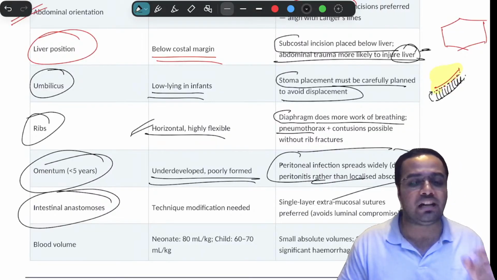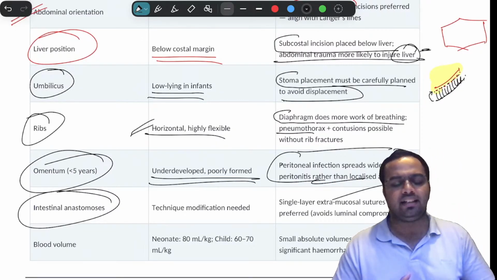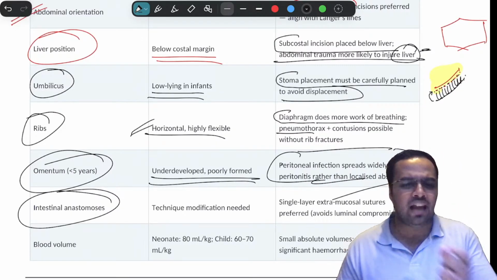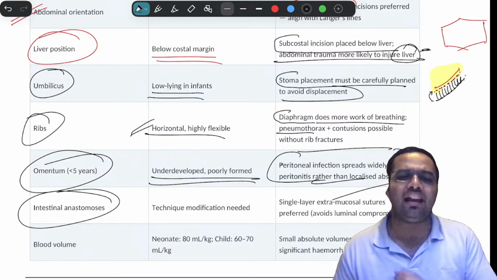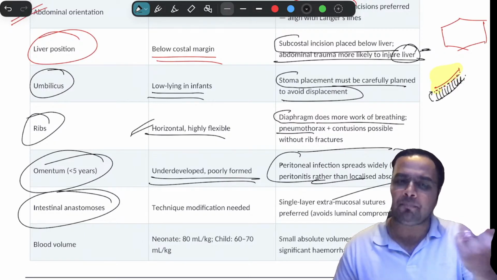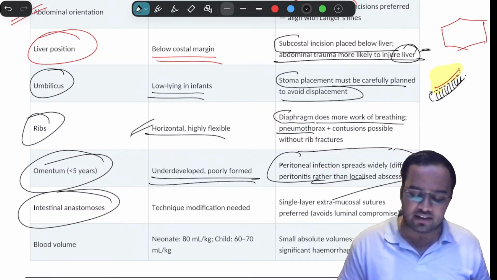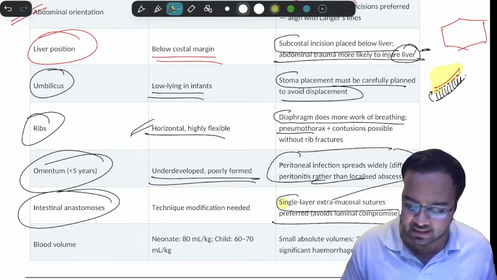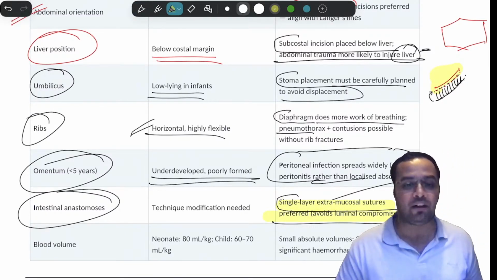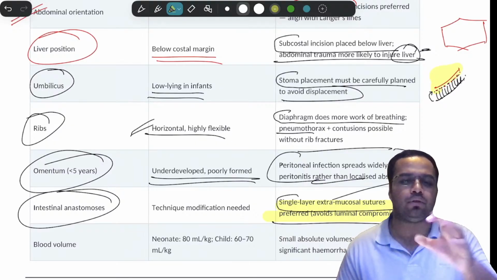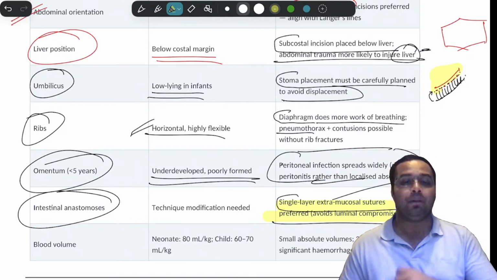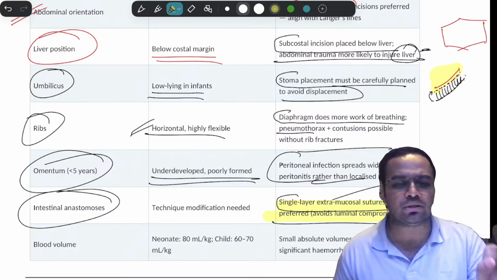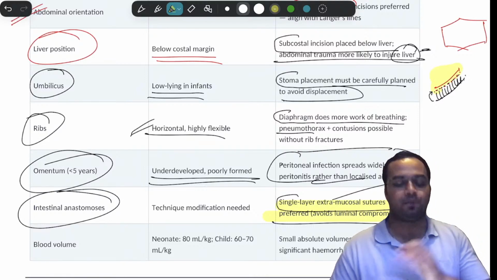Intestinal anastomosis. Remember that the lumen of the intestine of the child is very much narrow. So in adults, usually we prefer doing a double layer anastomosis, but in a child the healing capacity is more. So a single layer of anastomosis, and that too with extramucosal sutures. So always remember, single layer extramucosal sutures are preferred, because they are going to make sure that you are not going to compromise the lumen. Because the intestine's diameter is very small, there might be obstruction later on.